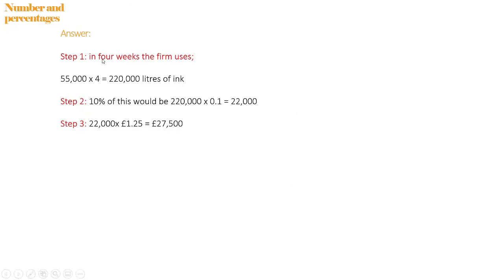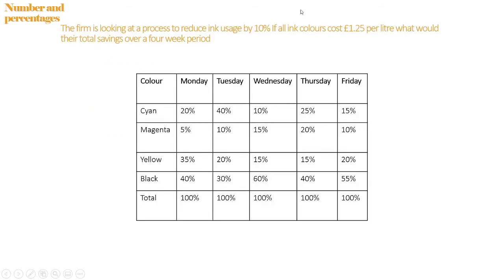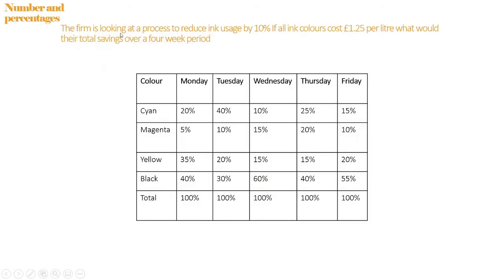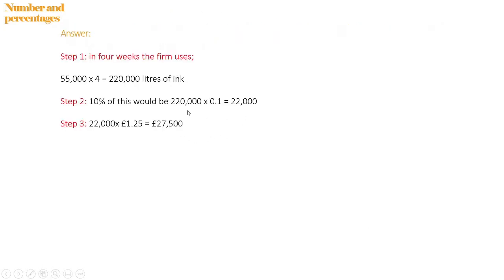All right, and then it tells us that ink costs £1.25 per litre. So we know that we're trying to save 22,000. So 22,000 times £1.25 gets you 27,500, which will be the answer to our question, which is they're looking at the total savings over a 4-week period. So if they were to save those 10%, so 10% of the total used, would equal £27,500.